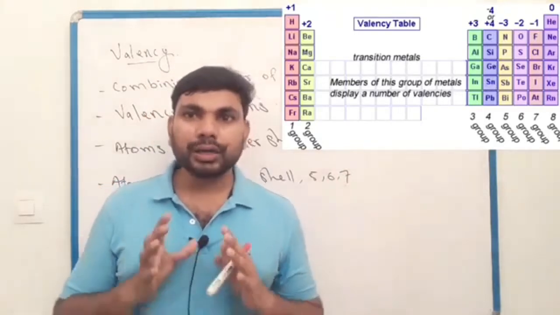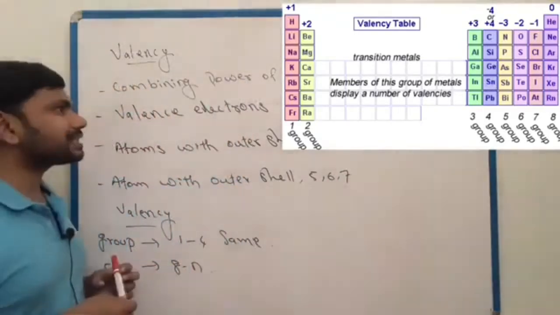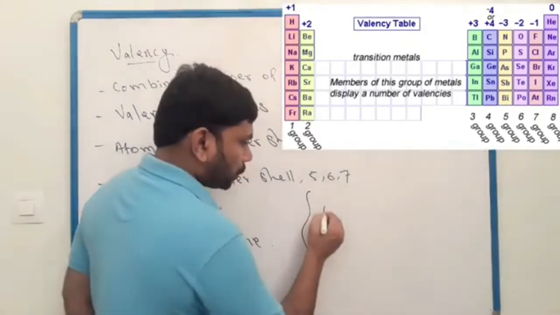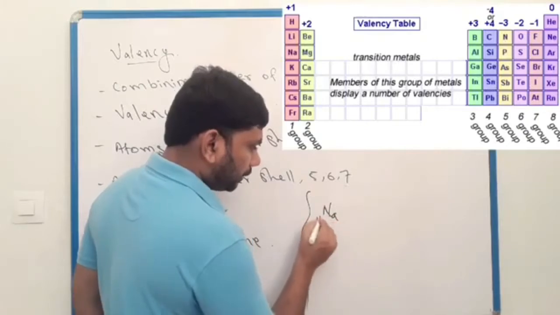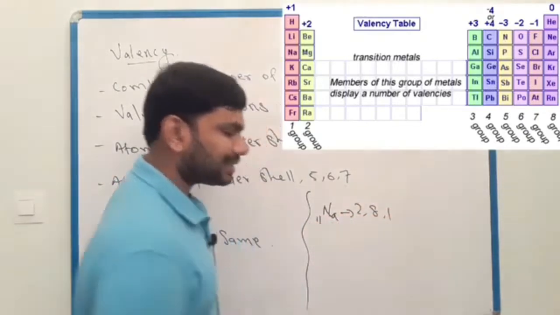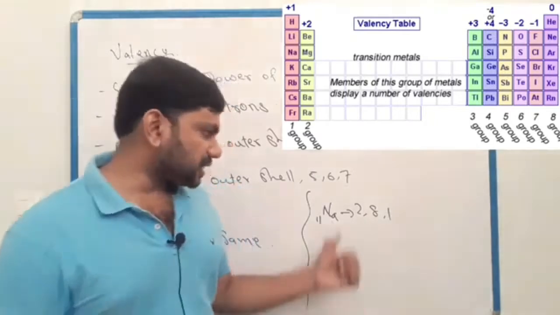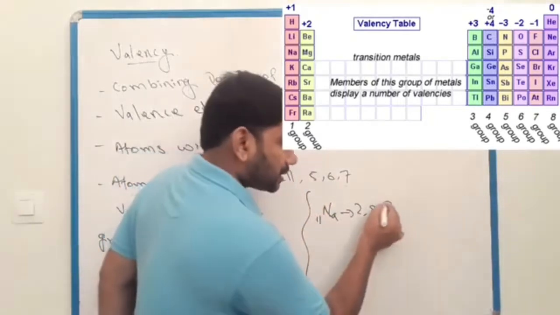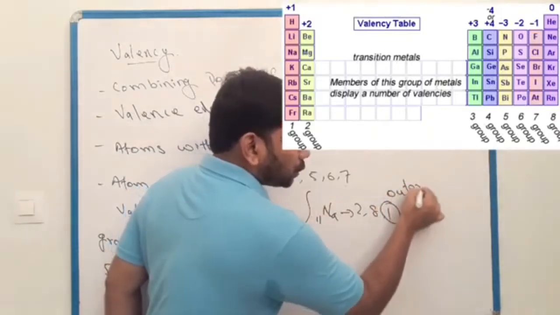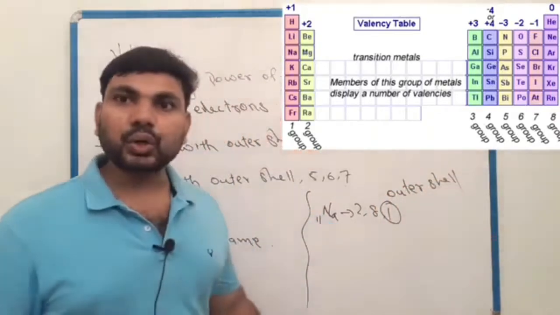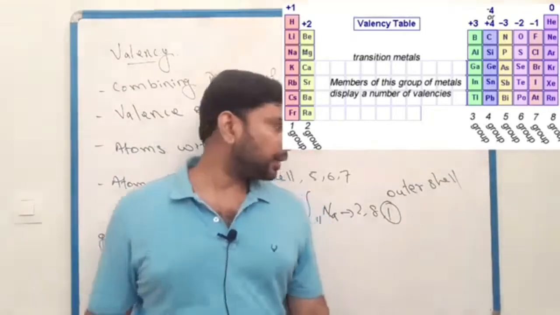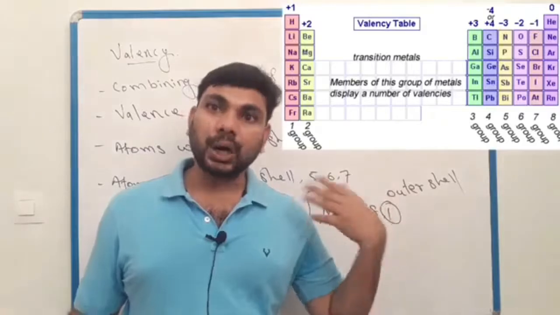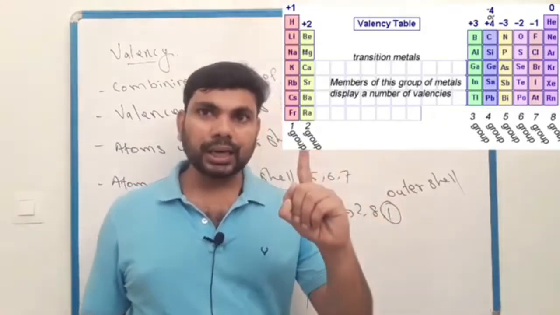We did electronic structure, electronic distribution. For example, we did before sodium, atomic number 11. It is 2, 8, 1. This is the electronic structure. First shell 2 electrons, second shell 8 electrons, third shell 1 electron. This is the last shell. The last shell is called the outer shell. Here in the outer shell there is 1 electron.